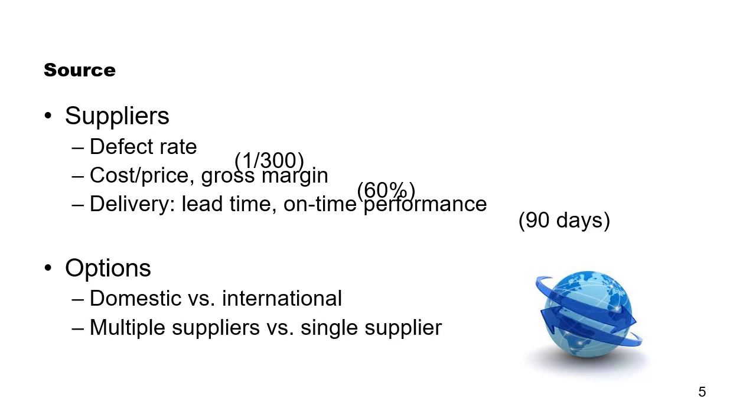For bigger businesses, there are more options to consider. Domestic versus international. Domestic supplies may be more expensive than international, but it has a shorter lead time. Sourcing from multiple suppliers rather than a single supplier can reduce the risk of supply disruption, but lose on the economy of scale, such as volume discount.